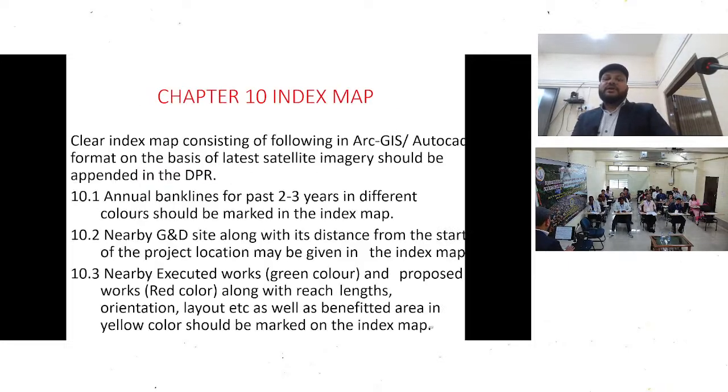And chapter 10 should be the index map. It consists of the following, in ArcGIS or AutoCAD format on the basis of the latest direct imagery, and should be appended in the DPR. The annual bank line for the past 2-3 years in different colors so that it will be visible. And nearby GND sites should be indicated in the index map. And nearby executed works should also be indicated in different colors. Suppose proposed work in red color and executed work in green color, so that the decision maker can look into it easily.